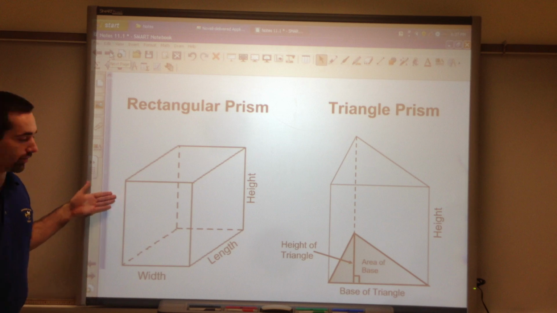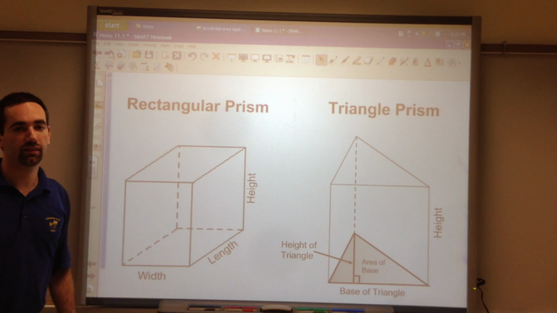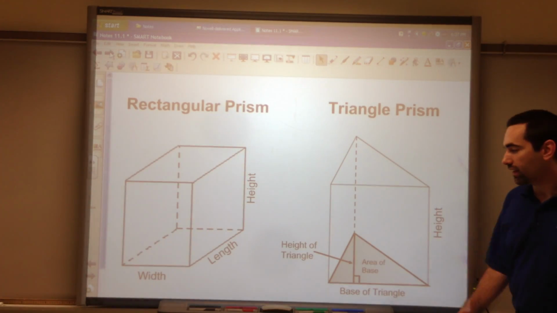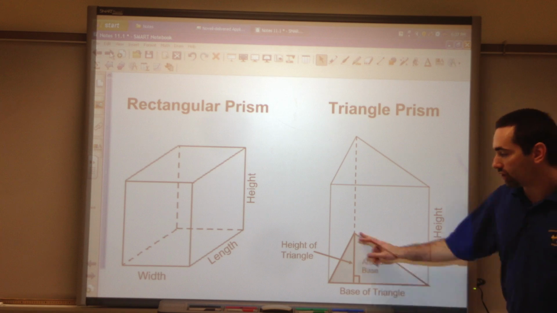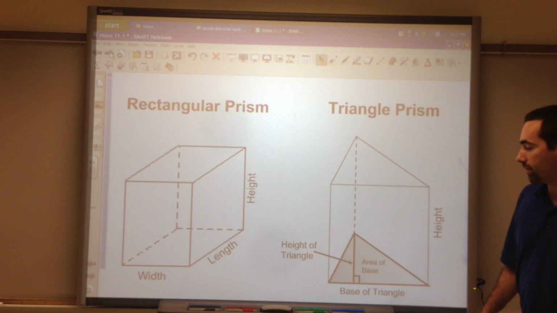This is a rectangular prism. It has a width, a length, and a height. This over here is a triangular prism. It has a triangle as a bottom, or sometimes a triangle as a side.